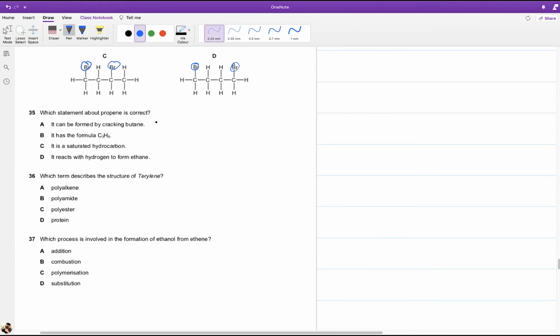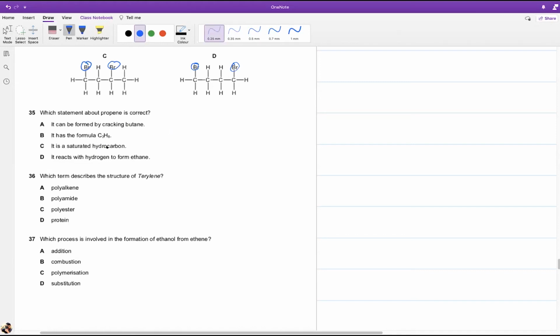All right. Which statement about propene is correct? Propene क्या थी? Unsaturated alkene, CnH2n. It can be formed by cracking butane. Yeah, we can break large compounds and form smaller hydrocarbons. So that is cracking. We use a catalyst for doing that. So yeah, it is possible.